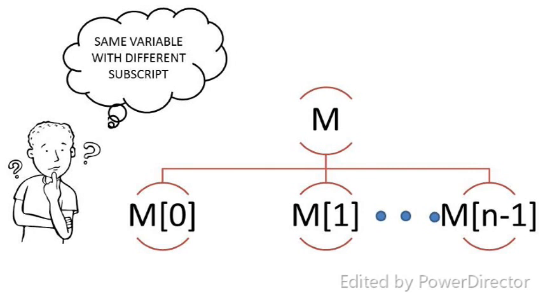When a programmer declares an array to store n elements, it means the array elements will be denoted from m0 to m n minus 1.